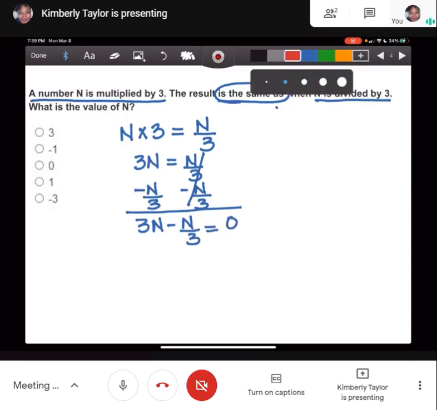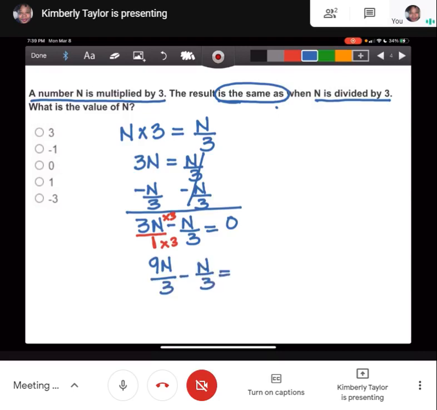Now, for this expression, you could put 3n over 1 and find a common denominator, which needs to be 3. So multiply your top and the bottom by 3. So now you have 9n over 3 minus n over 3 is equal to 0. Well, this is a 1n. So what is 9 minus 1? That's going to give me 8. So this is going to be 8n over 3 is equal to 0.